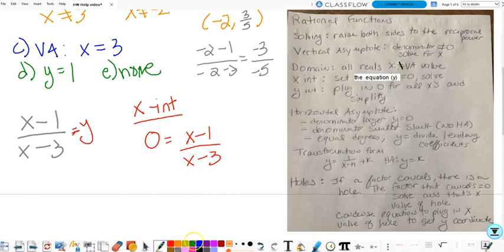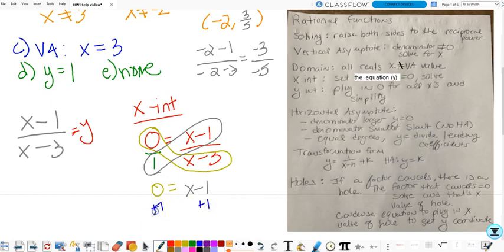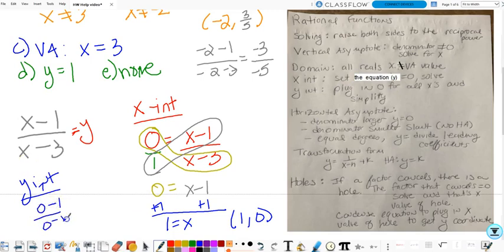and solve. All right, so 0 is over 1. I'm going to cross multiply. 0 times this denominator is 0. 1 times the numerator is just x minus 1. Solve that. I get 1 for x, so that is the point 1 comma 0. The y-intercept: plug in 0 for all the x's. That gets me 1/3. So that is the point 0 comma 1/3.